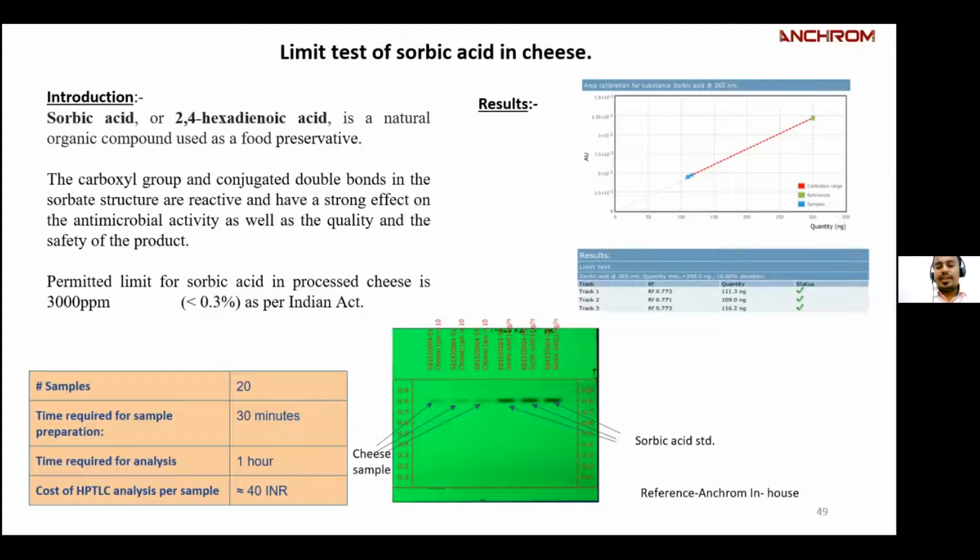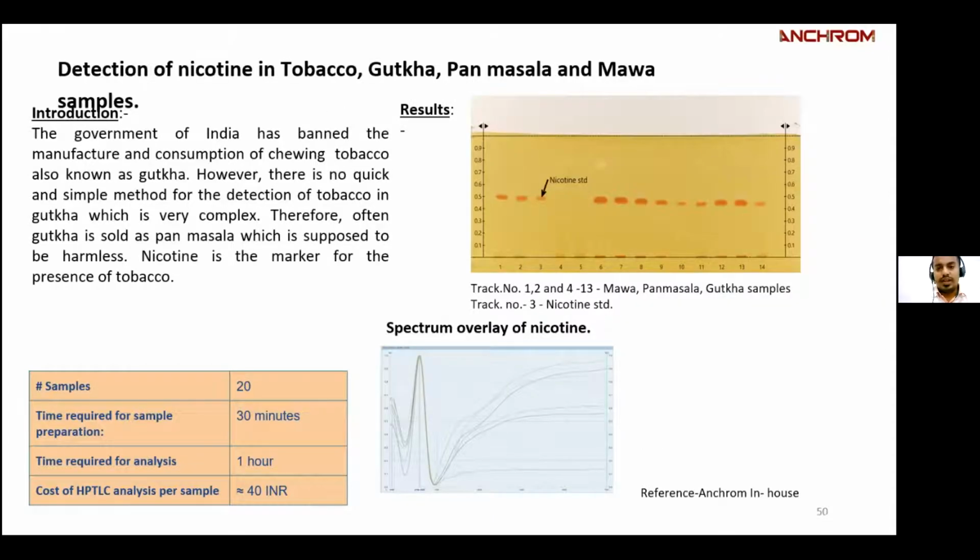Detection of nicotine in tobacco, gutka, pan masala, and mawa samples. Nicotine is an alkaloid, it is an addictive drug. As per the FSSAI manual, nicotine should not be used as a raw material. It cannot be added in any food like pan masala or mawa samples. So nicotine is not to be present in these samples.